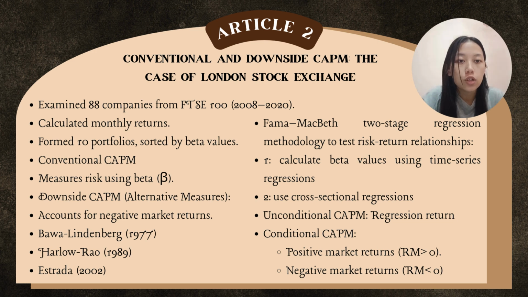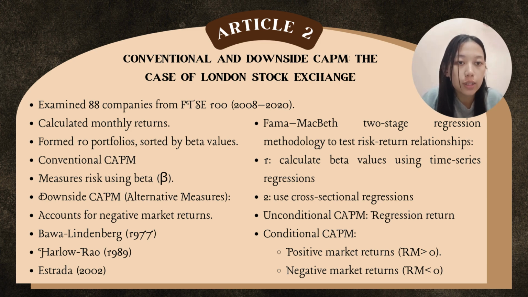Article 2 focuses on the London Stock Exchange and analyzes data from FTSE 100 companies over a longer and more turbulent period, from 2008 to 2020. This period covers key financial events like the 2008 global financial crisis and the COVID-19 pandemic. The authors emphasize both conventional beta and downside beta, but go deeper into the downside CAPM framework.